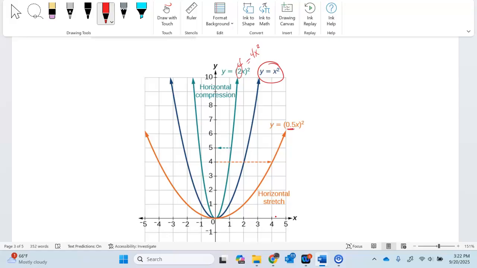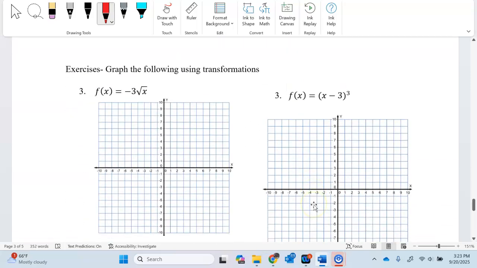Likewise, if you plug in a number less than 1, and you plug it in for x before you do the operation, 0.5x squared, that's 1/2 x squared, so you would get 1/4 x squared, or in decimals 0.25 x squared. That's going to be a horizontal stretch. All right, in my next video, we'll do a bunch of examples.